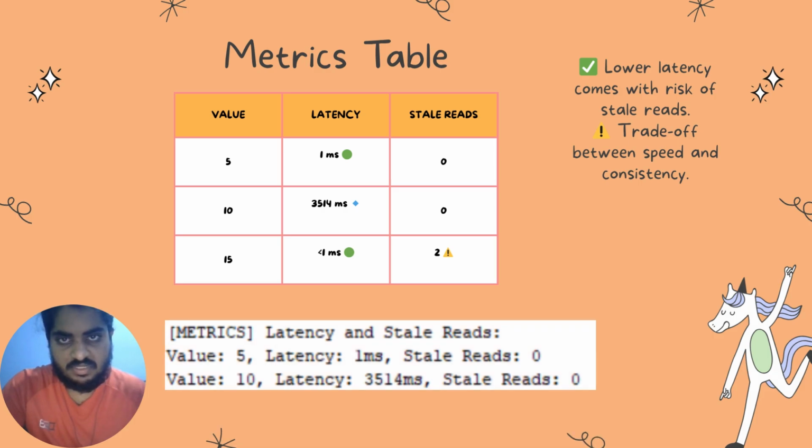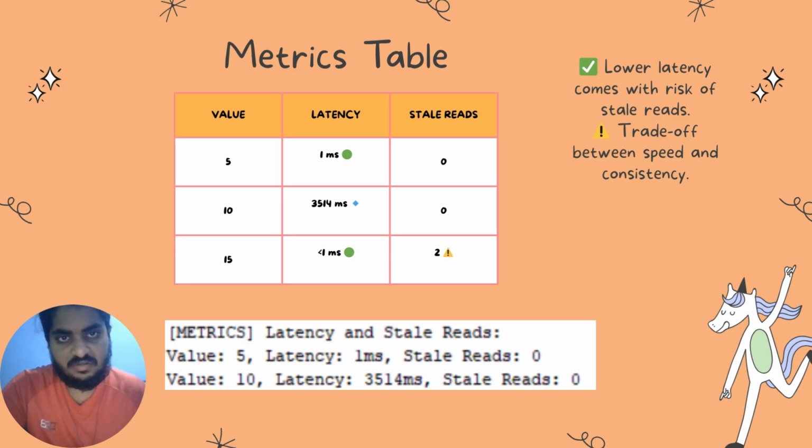So this one is our metrics table. As you can see, the values that we got as output are 5, 10, and 15, and the latency is 1 millisecond for 5 with stale rate 0, 3514 milliseconds for the value 10 with stale rate 0, and for the value 15, 1 millisecond and 2 for the stale rate.